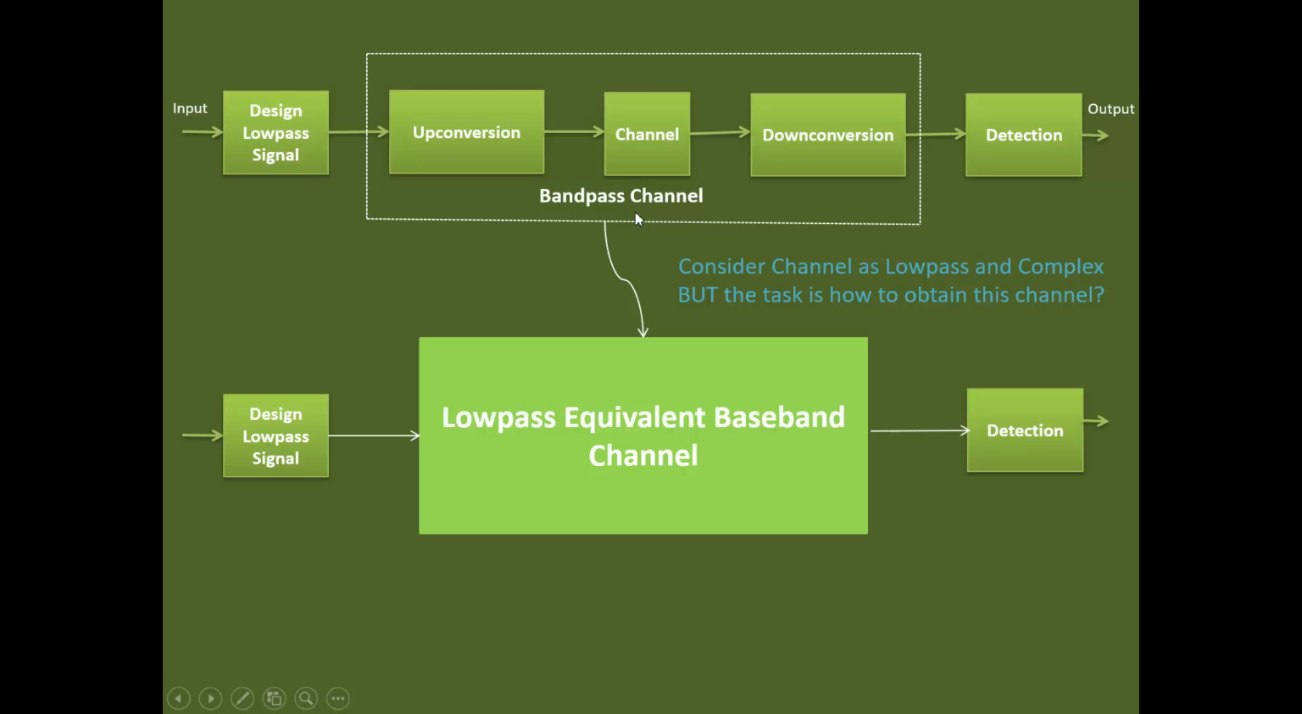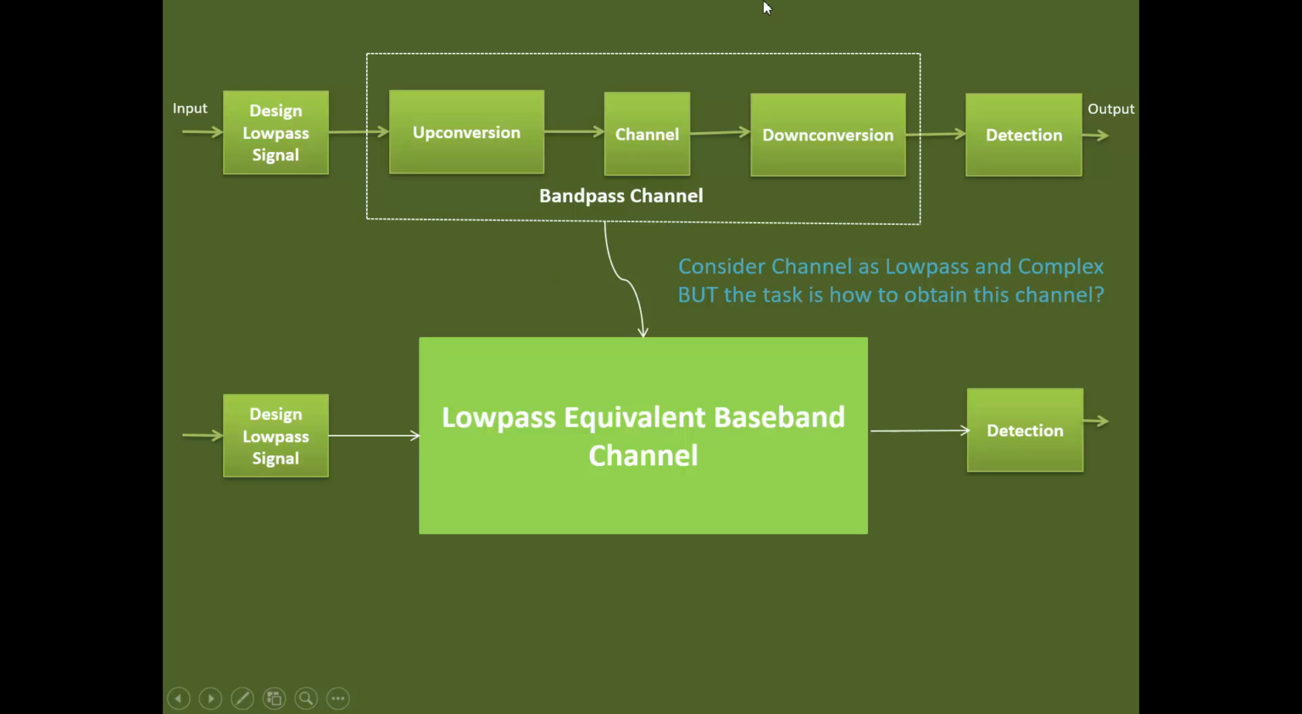Now, to model a complete system, what we can think of is this: up conversion leads to a band pass signal, the channel will be a band pass channel, and down conversion will then convert a band pass signal to a low pass signal. So we can model the whole system, the channel as well as the up conversion and the down conversion, as a band pass channel, right? So we can consider it to be a band pass channel, but we can also consider the channel as low pass, right?